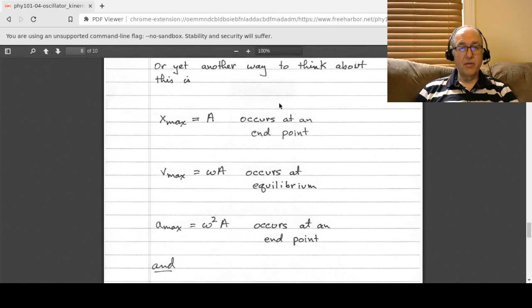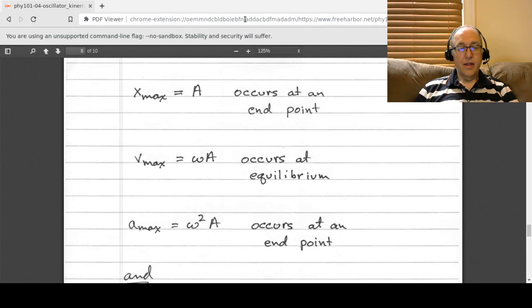And so I have here yet another way of thinking about this. Where does maximum x occur? Maximum x is by definition your amplitude, and that occurs at the endpoints. Where does your maximum velocity occur? That occurs at equilibrium, and that's going to be a maximum velocity of omega times a. And where does your maximum acceleration occur? Your maximum acceleration occurs at the endpoints, and that's going to equal omega squared times a.